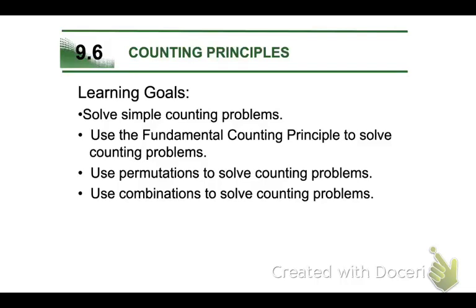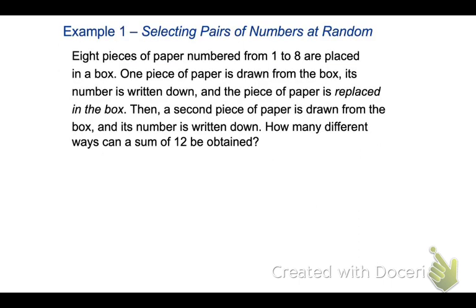So 9-6, counting principles. We're going to be learning how to count the number of events in a sample space when it's too expansive just to count them. We're going to start with basic ones though, with selecting a pair of numbers at random.